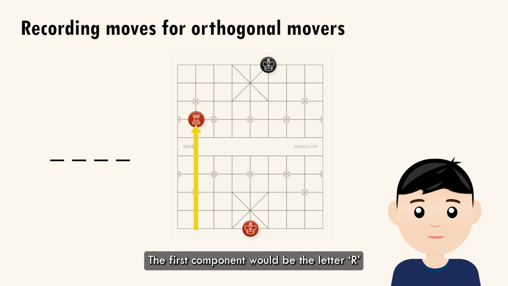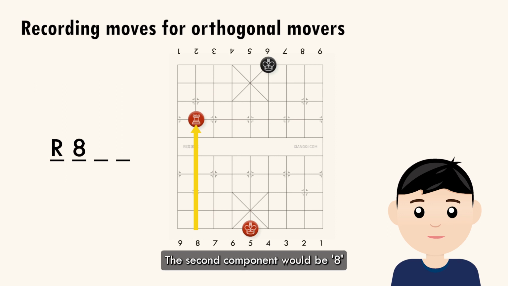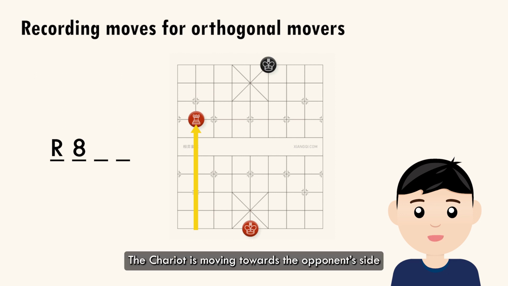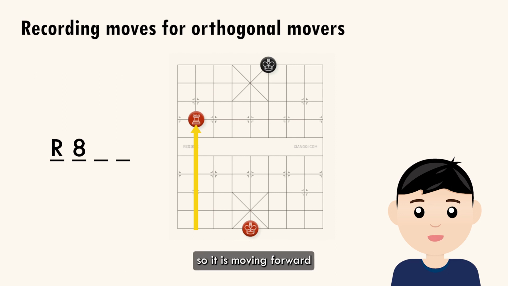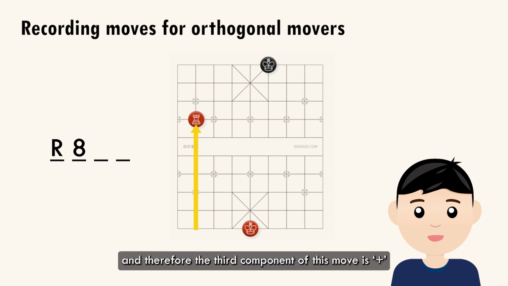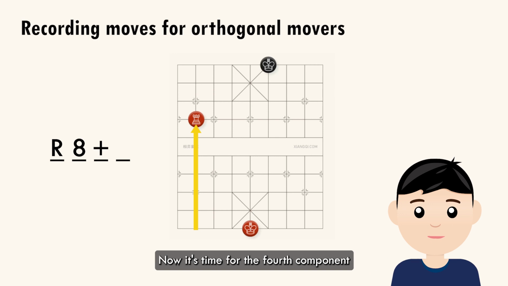The first component will be the letter R, since we are moving the chariot. The second component will be 8, as the column number of the starting position is 8 from the player's perspective. The chariot is moving towards the opponent's side, so it is moving forward, and therefore the third component of this move is plus. Hope you get all 3 components correctly. Now, it's time for the fourth component.